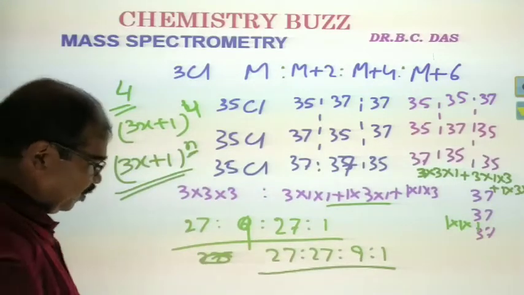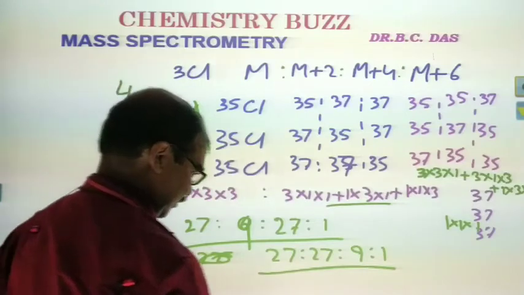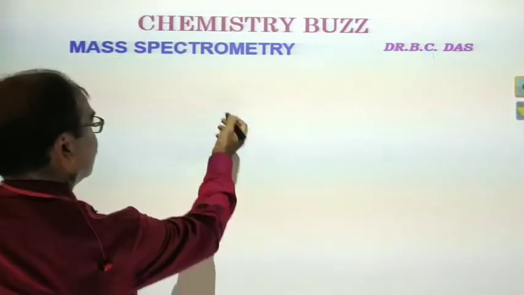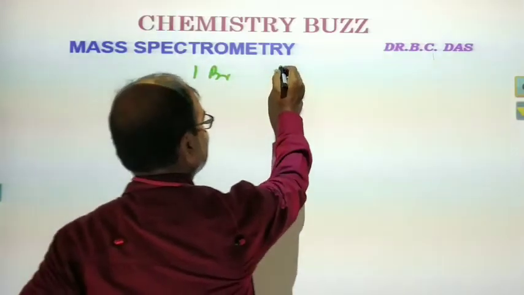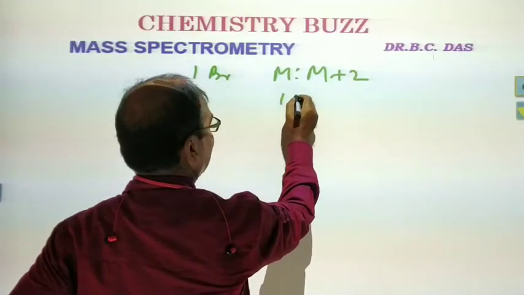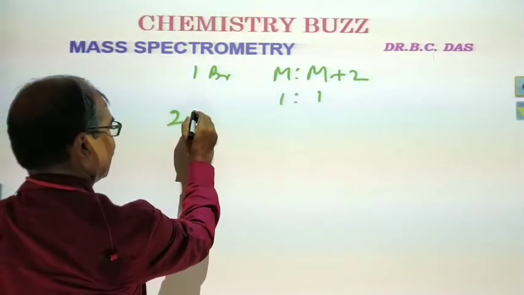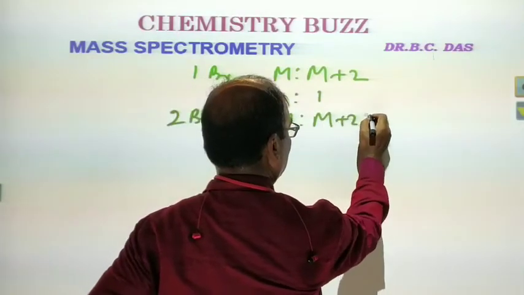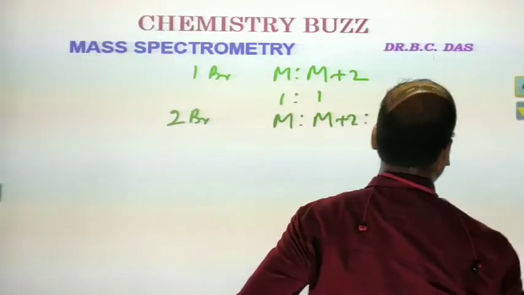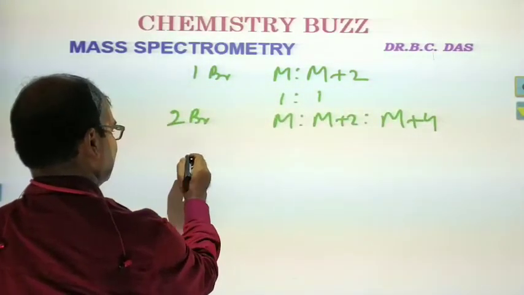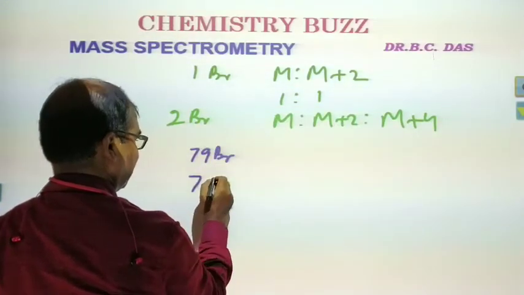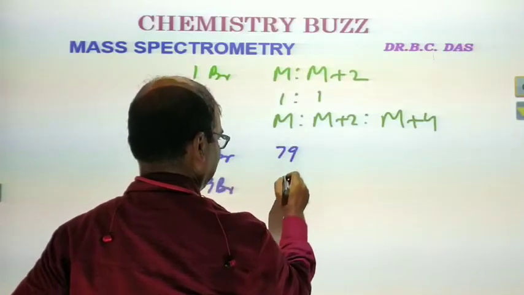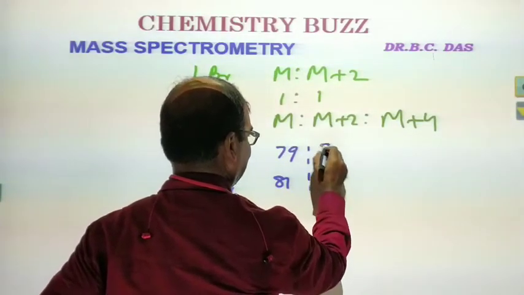Okay, so now let us consider if there are 2 bromine atoms. We have considered 1 bromine atom, where the M to M plus 2 ratio was 1 is to 1. Now when there are 2 bromine atoms, we will get the ratio M is to M plus 2 is to M plus 4. When there are two bromine atoms, we write 79 first because it is 100%. Then alternatively it is 79 81 and 81 79.